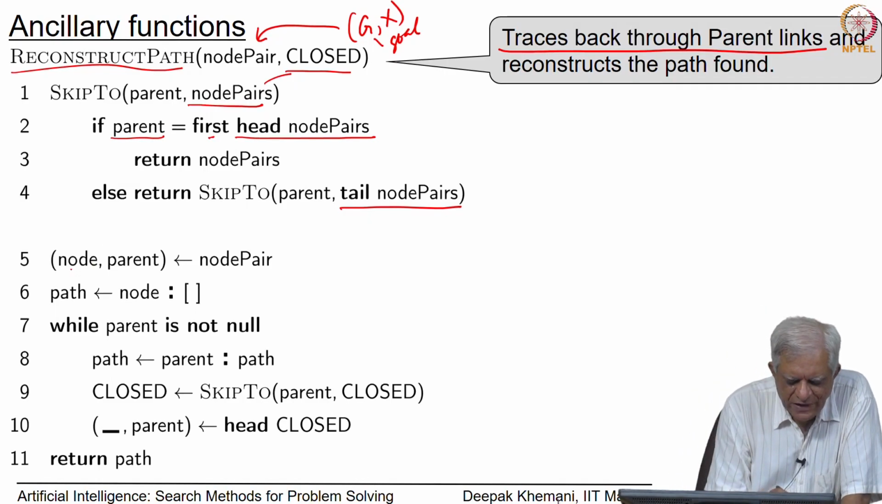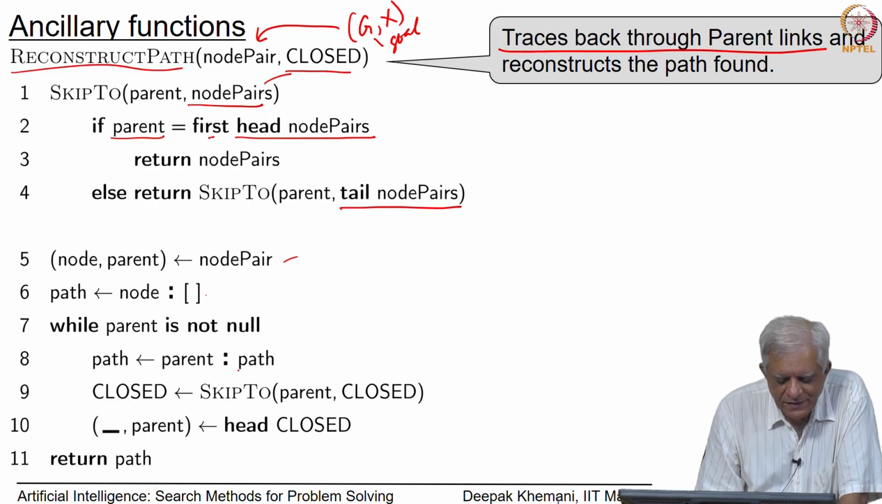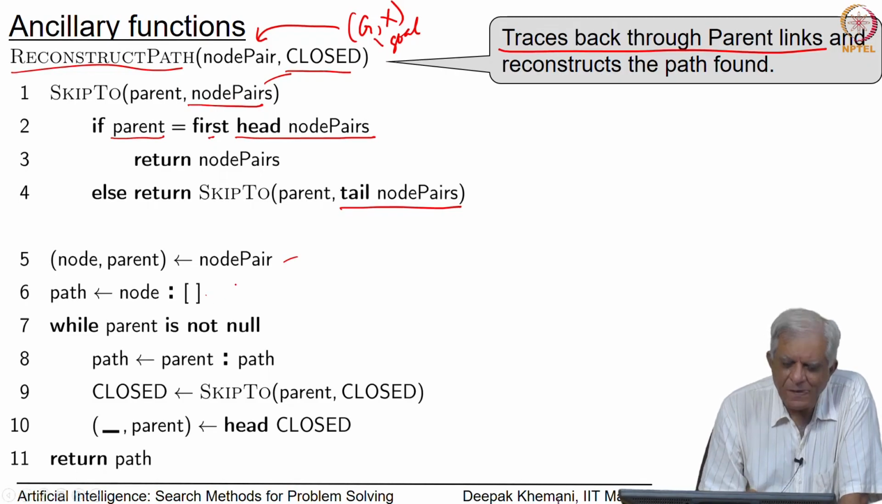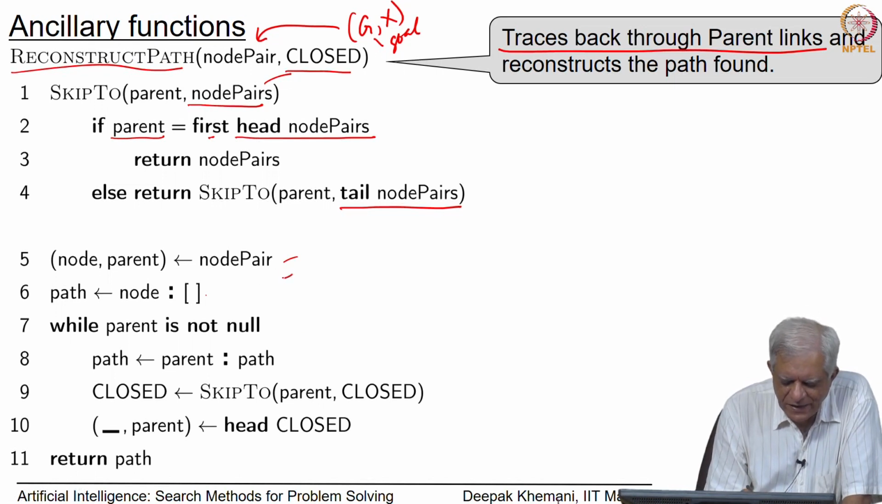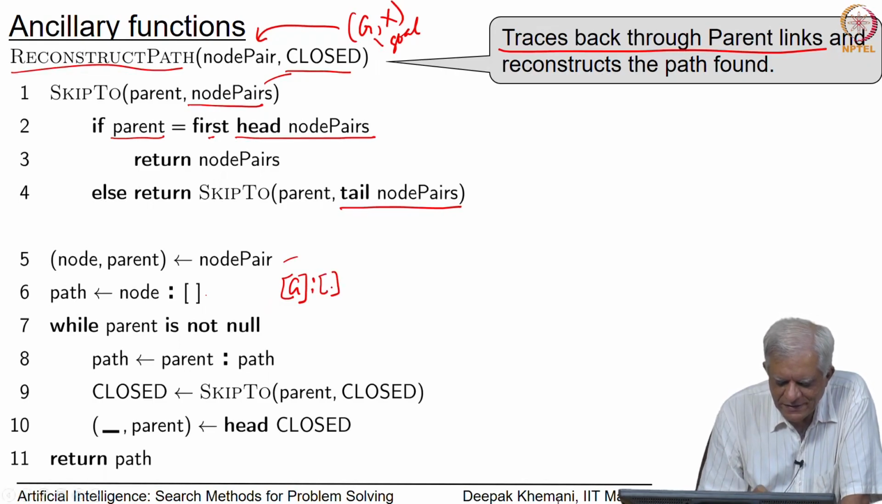Okay. So, what do we have? We have node parent as a node pair as input, and the path that we start with is the node followed by tail. What does this translate to? If you look at the example here, when we have terminated with G comma X, then the path will look like a list which contains only G, which is equivalent to saying G comma the empty list. And then when we find the parent of G, we will put it here, and so on and so forth.